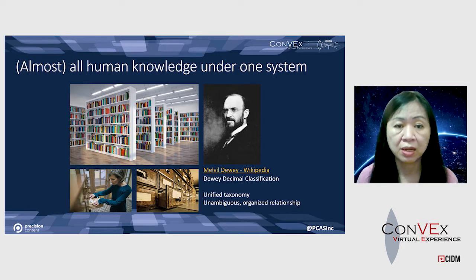This is when Melville Dewey invented the Dewey Decimal Classification System for organizing library books. It is still the dominating organization system for libraries across the world today. The success and longevity of this organization system is because it has a unified taxonomy and it has structured, unambiguous relationships between the terms within that taxonomy.